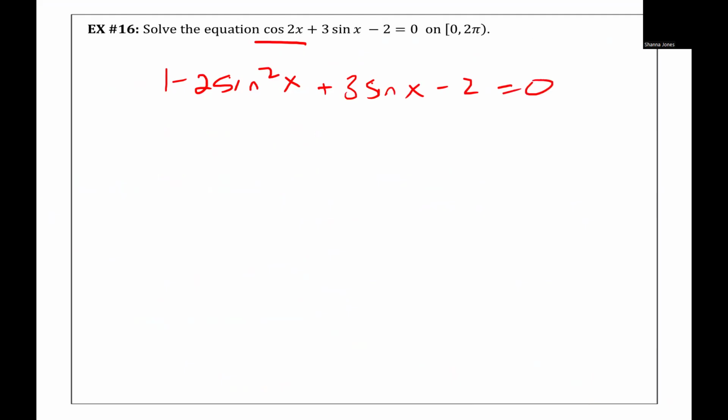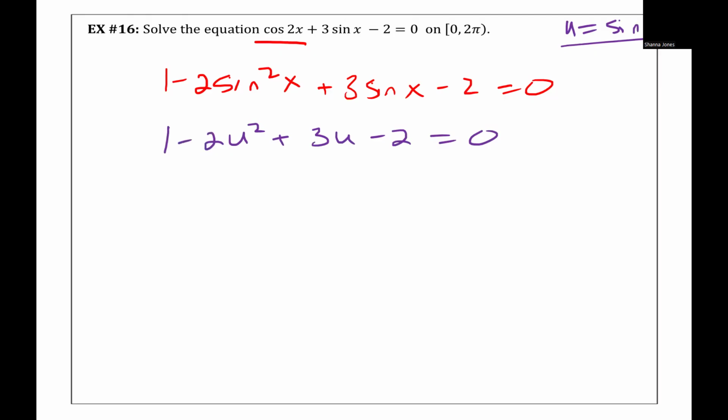All right. Now, as you look at this, you should be like, oh my gosh, this kind of looks familiar. Well, it should look like a quadratic. So what I like to use is a form of u substitution. We're going to let u equal sine x. It's going to look like 1 minus 2u squared plus 3u minus 2 equals 0. What that does is eliminate the pressure of writing sine everywhere, and it makes it easier to see that this is something you should already know how to solve.